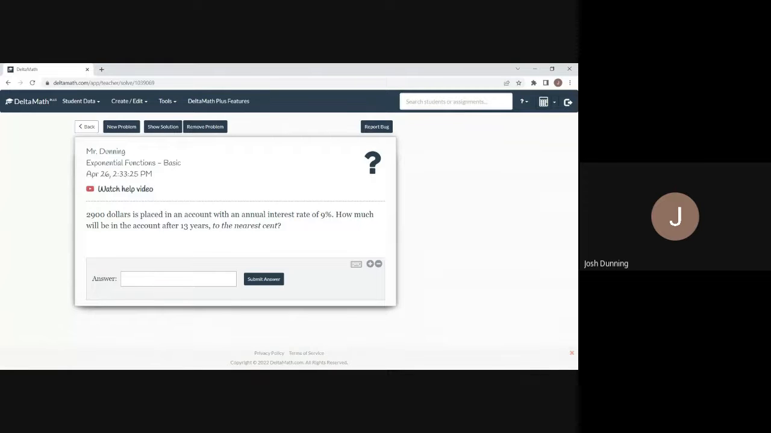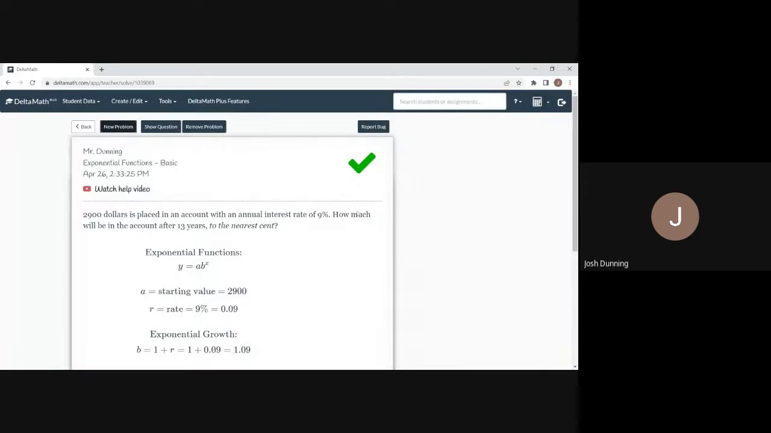All right, so I'm not going to show the writing down on this one here, switching back and forth. It's just your earning interest. So 2,900 parentheses, 1 plus 0.09, which is 1.09 to the 13th power. Again, to the nearest cent. I typed that into my calculator, 8890.83. There we go.